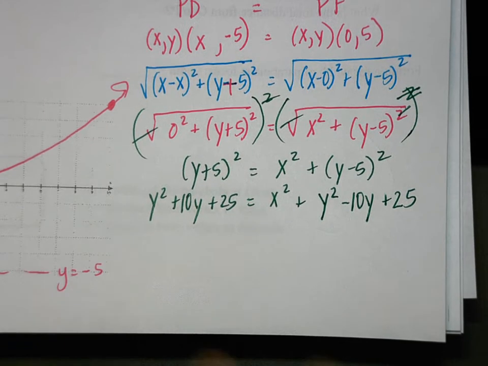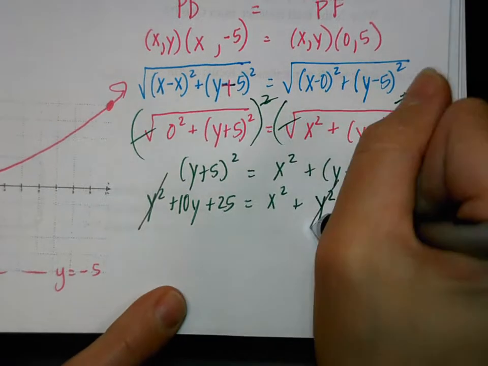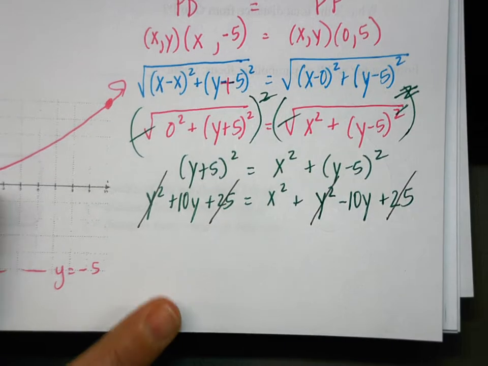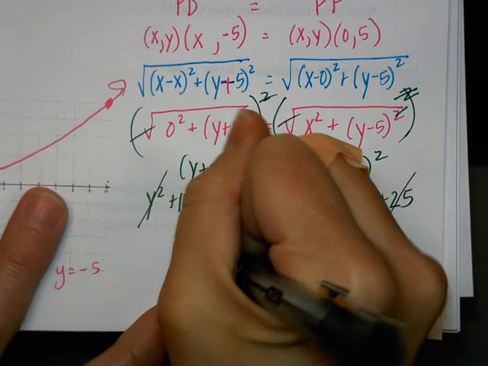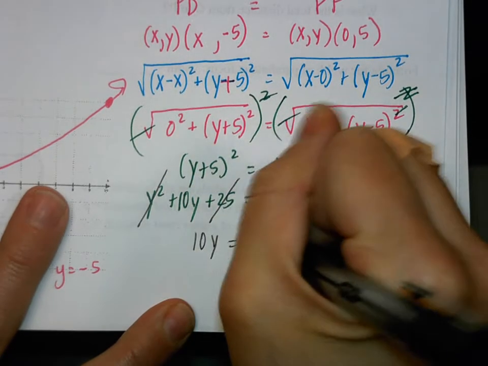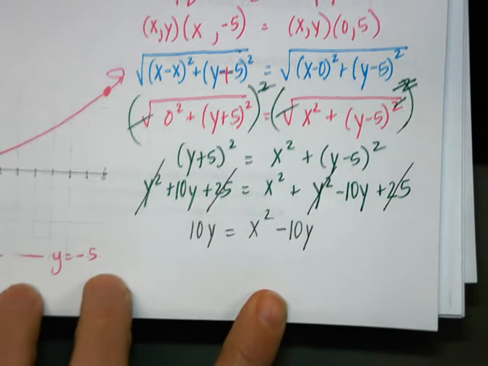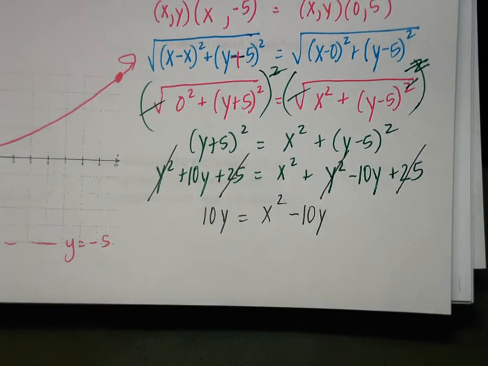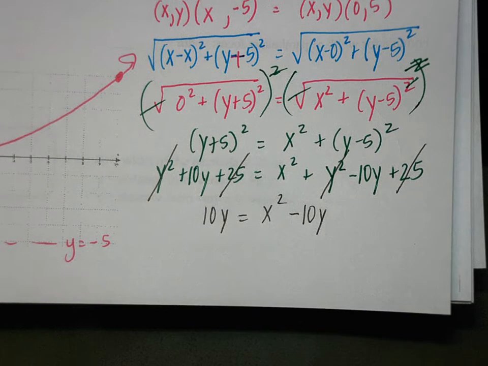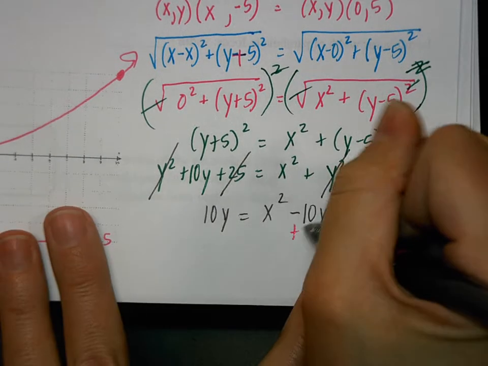Are there any like terms on both sides that I can eliminate? Very good. Y squareds and the 25s. I am left with 10y equals x squared minus 10y. We always want the y to end up being by itself, so what will I do next? Well done. Add 10y.